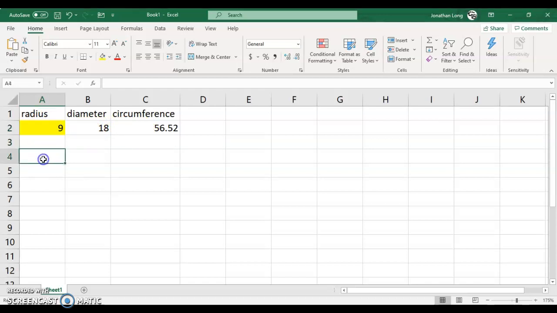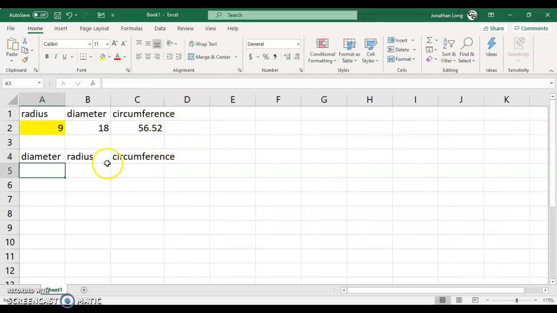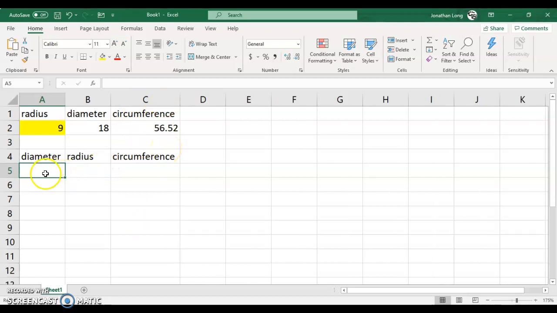All right, let's go down a little bit and now let's do the same thing, but what if you're given the diameter? So go ahead and type in diameter. Next box, the only two things you can calculate from the diameter are the radius and the circumference. And again, remember, if your word is bigger than the actual column you're in, go up between the C and the D, double click, and it will automatically space it out. So A5, I'm going to turn yellow because that's the only number I'm changing. So how do I go from a diameter to radius?